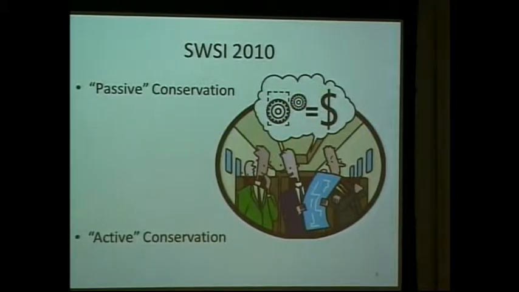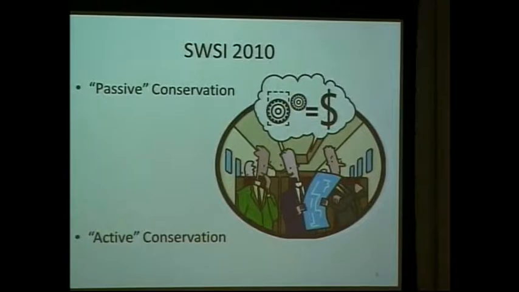A couple of quick examples. Your washing machine breaks down, you need a new one. You go to the store, the old one used a whole bunch of water. The new one uses just a little bit of water. You can't buy one anymore that uses a whole bunch of water. That would be passive efficiency. You didn't do anything, it just happened to you.